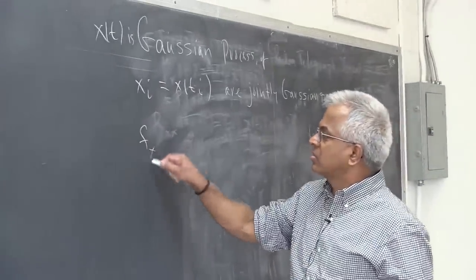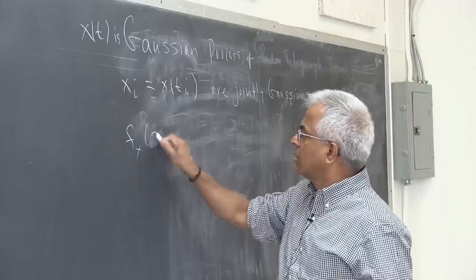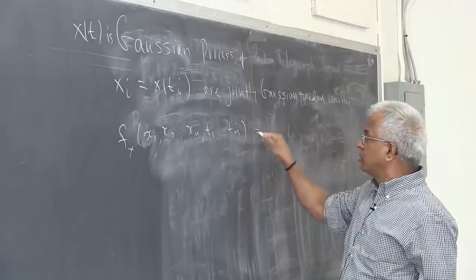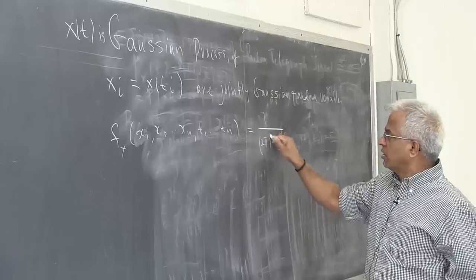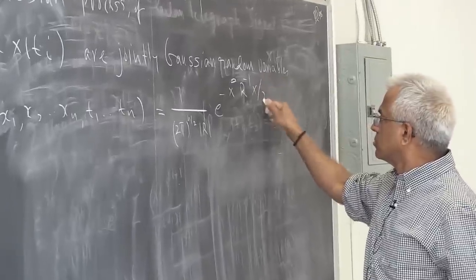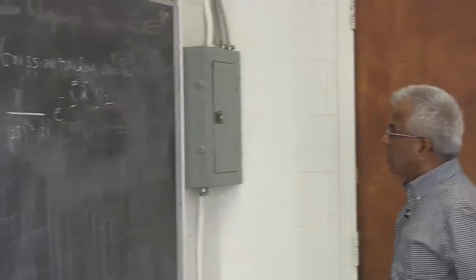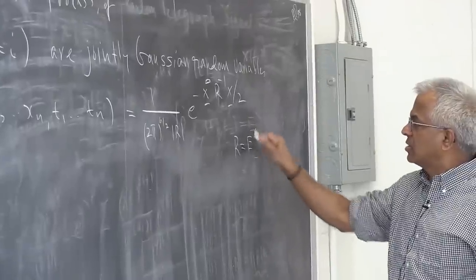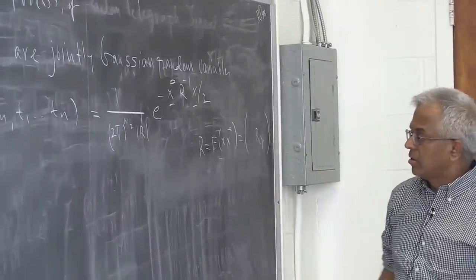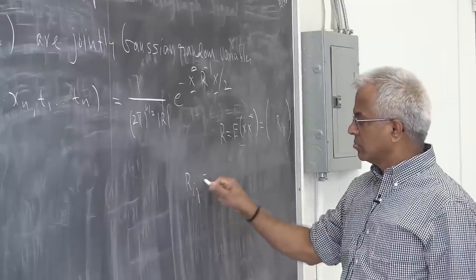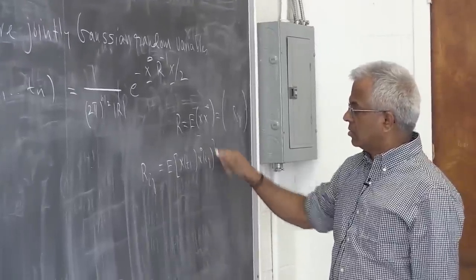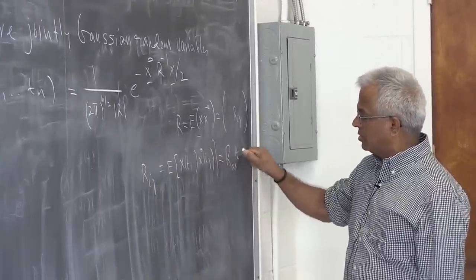And so f of x, x1, x2, etc., xn at t1, etc., tn has the Gaussian distribution, which I think we have gone over. Where R is the expected value of X X transpose, a matrix whose ijth entry is X(ti) X(tj) star. So this is going to be R_XX of ti comma tj. That's what it is.